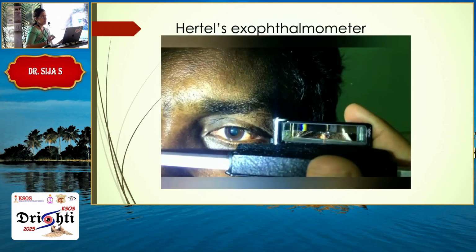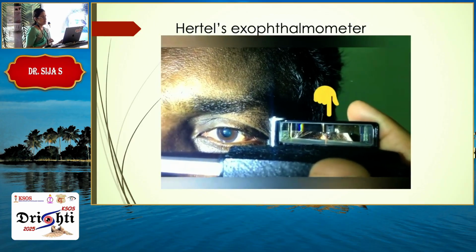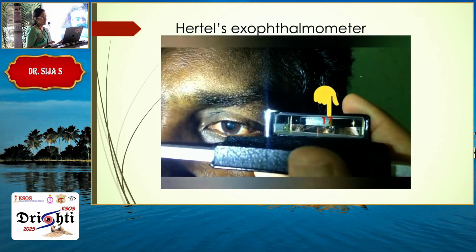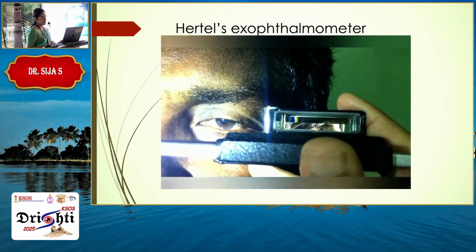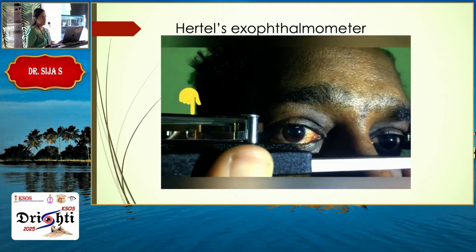Now look at the mirror and adjust the two markings as a single line and the reflection on the cornea. Similarly for the other eye.